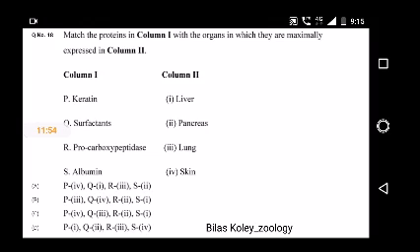Now we will discuss question number 18. Match the proteins in column 1 with the organs in which they are maximally expressed in column 2. In column 1, the options are keratin, surfactants, procarboxypeptidases and albumin. And column 2, liver, pancreas, lung and skin. After right arrangement in this question, we got the answer. And the right option is option C.